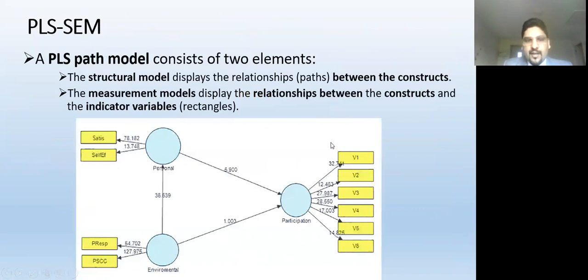In PLS-SEM, we have two types of model. The first is the structural model on the inner side, like the blue circles. These are a structural model, or let's say the proposed research model that covers your hypothesis.